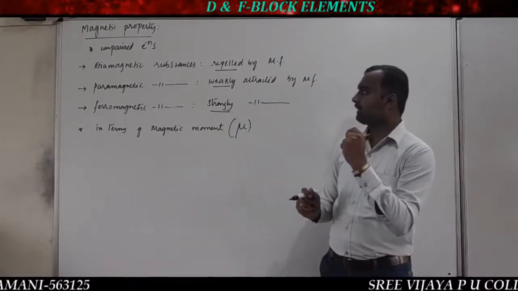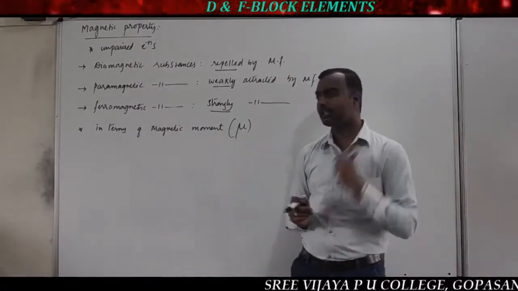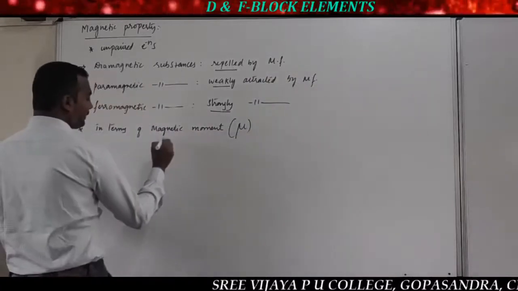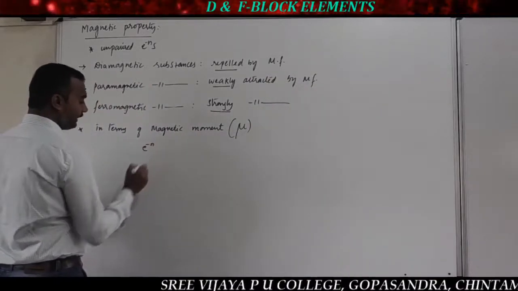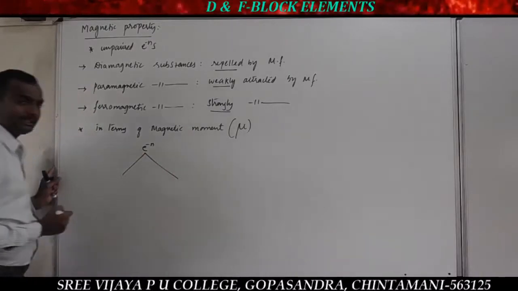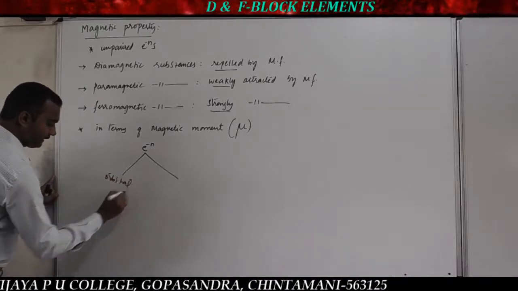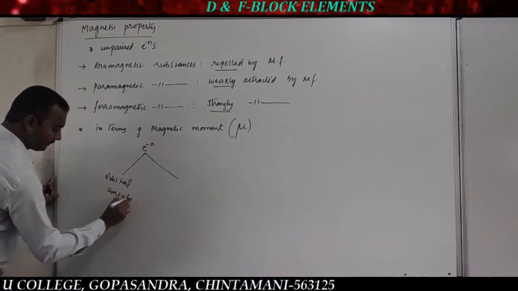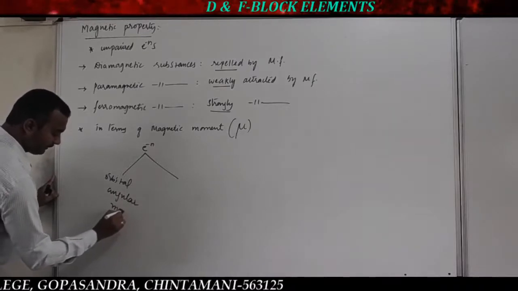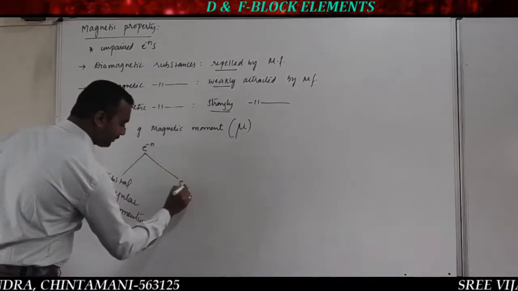Now we have said magnetic property is mainly due to the presence of unpaired electrons. When we consider the electron, to calculate the magnetic moment we have to take the electron. In the case of the electron, there are two contributions to the magnetic moment: one is orbital angular momentum, and another one is spin angular momentum.